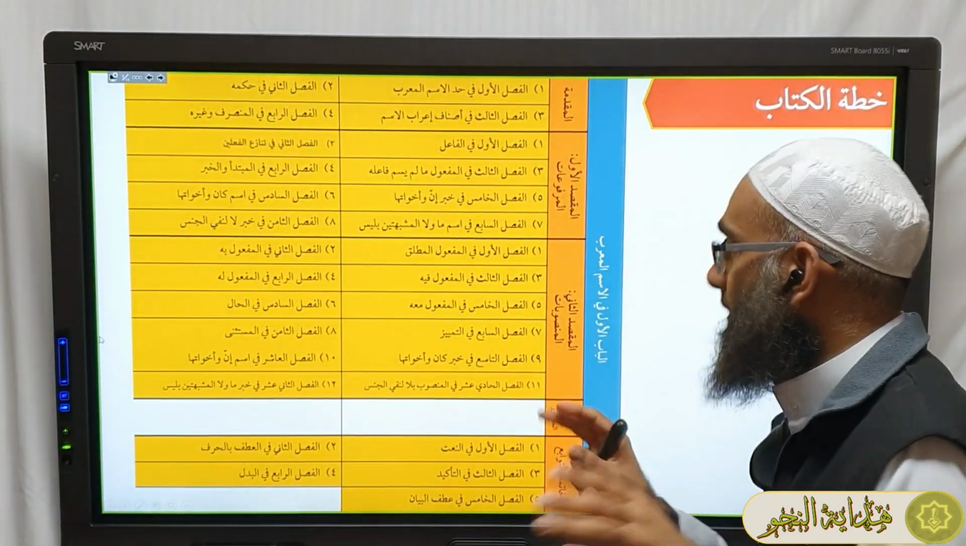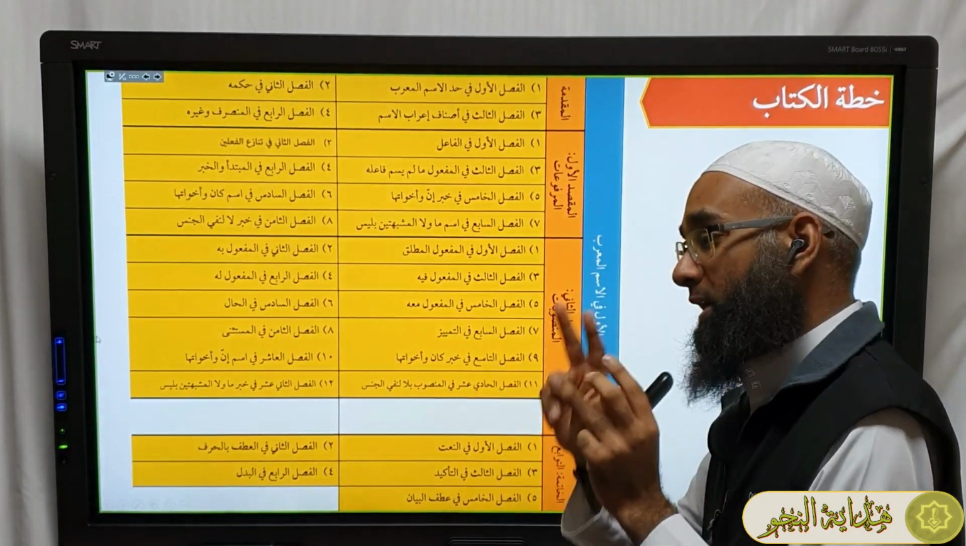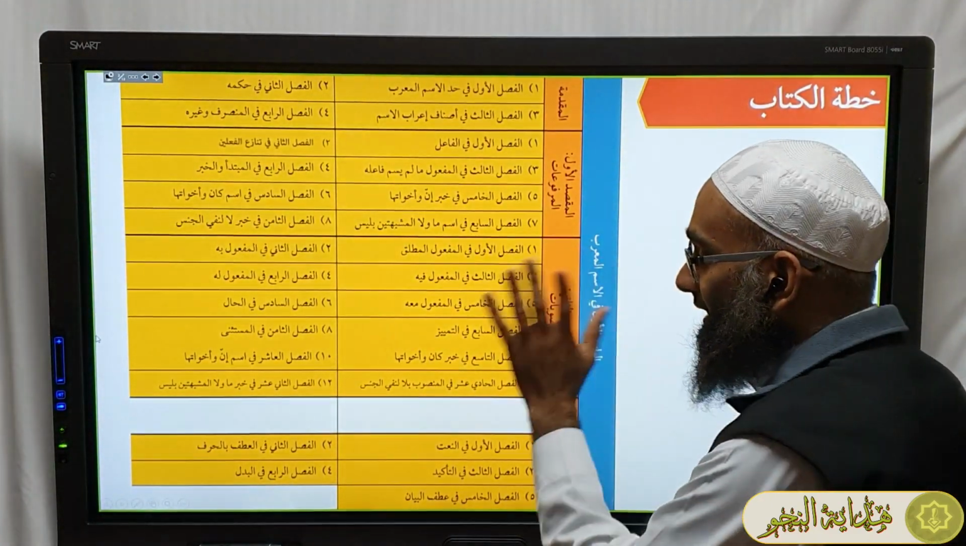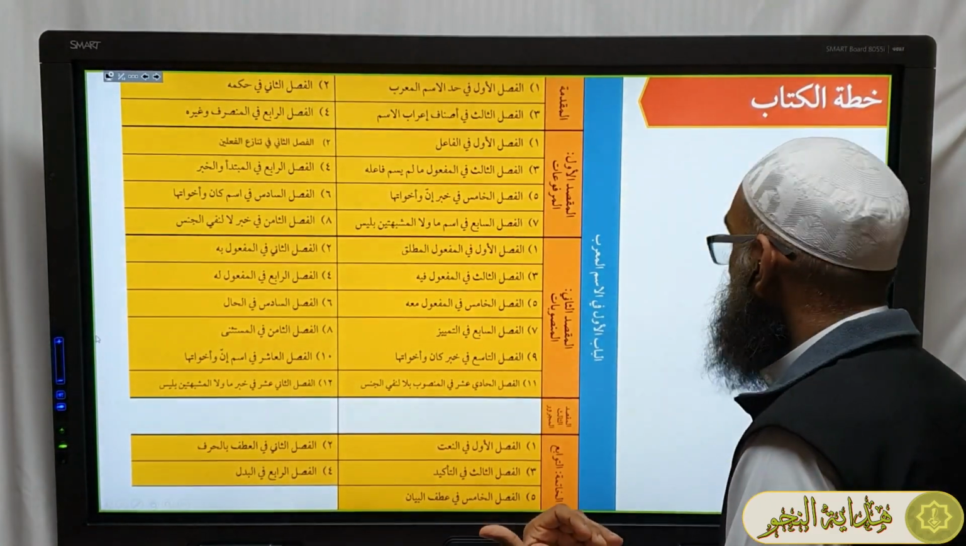And then in each section, in the first section, in ism, we had two babs. Al-bab al-awwal, fil ism al-mu'rab. We've completed that bab. And now we're going on to al-bab al-thani, fil ism al-mabni.